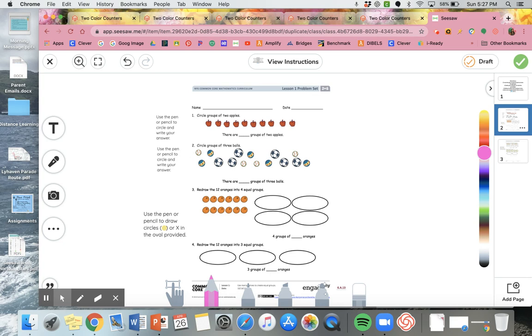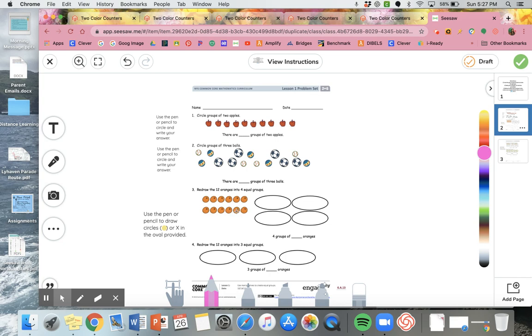Same with question 2, except this time you are doing groups of 3. Not 2, but 3. You need to make sure you read the directions. And then you write how many groups you made or how many circles you drew. Question number 3. Please listen. Okay. So redraw the 12 oranges into 4 equal groups.